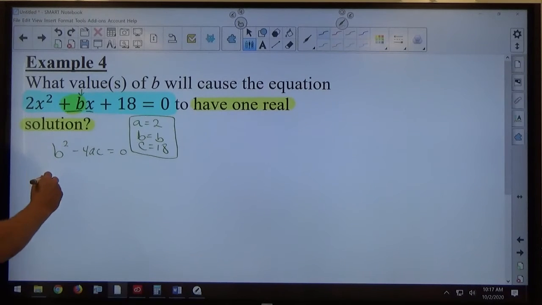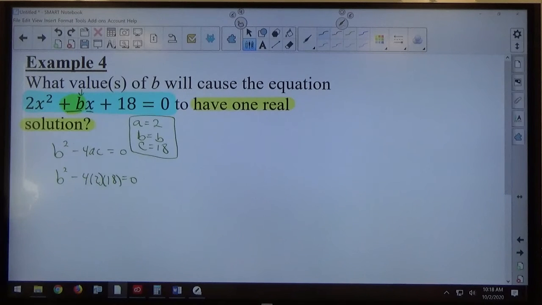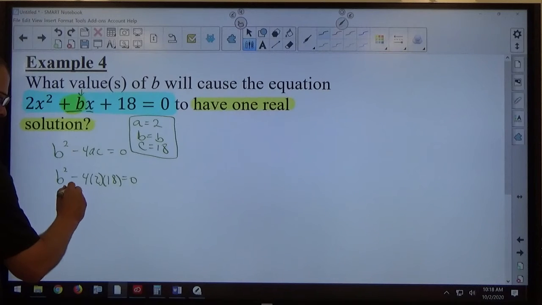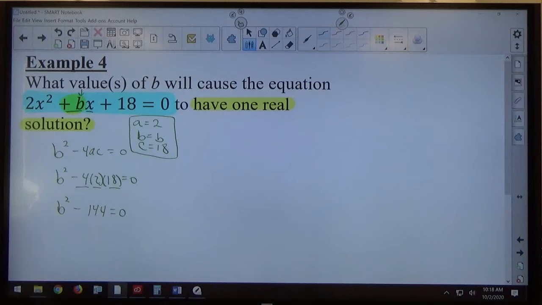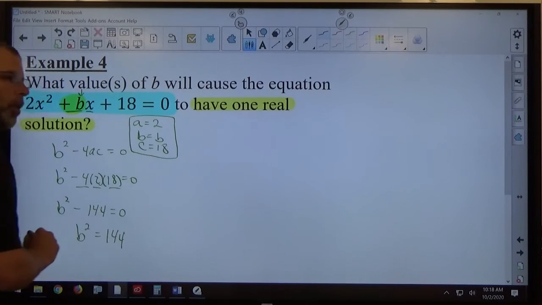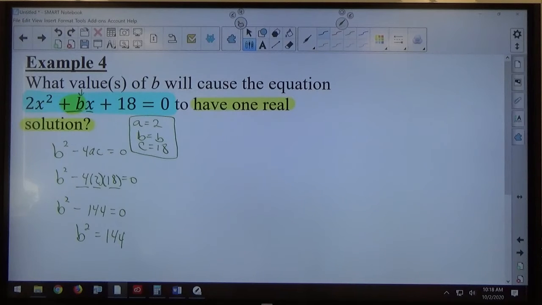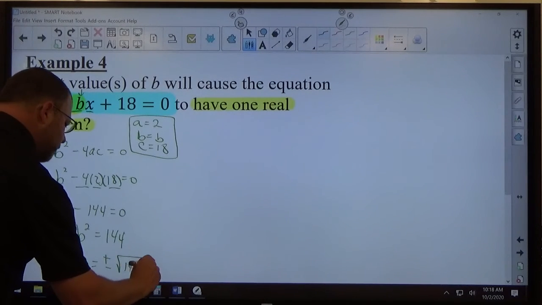If I fill in this equation, I'm going to get b squared minus 4 times 2 times 18 has to equal 0. If I evaluate, this is negative 4 times positive 2 times positive 18. 4 times 2 is 8, times 18 is 144. So b squared minus 144 equals 0. So therefore, b squared equals 144. Remember, when there's no linear term, we can just set the square term equal to the number. 144 moves over, and negative changes to positive. So then b is going to equal plus or minus the square root of 144, which equals plus or minus 12.